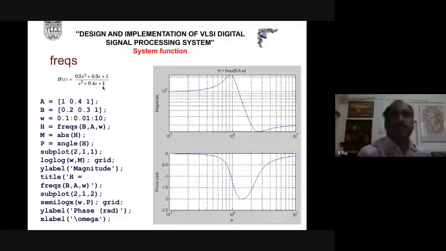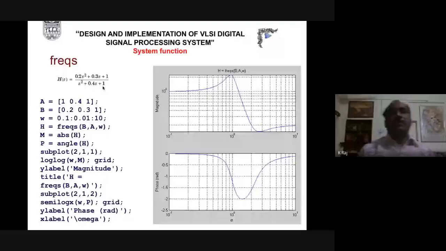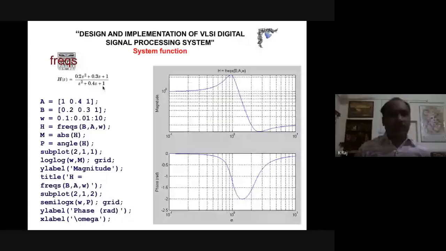Now this H(s) becomes H(jω), a function of the complex frequency term jω. So it has two parts. One is the amplitude, which changes with respect to ω, the angular frequency, and the second is the phase, which again changes with respect to frequency. The variation of the amplitude with respect to frequency is the amplitude response, and the variation of the phase with respect to frequency is known as the phase response of the system.